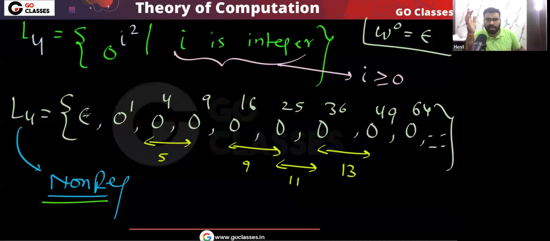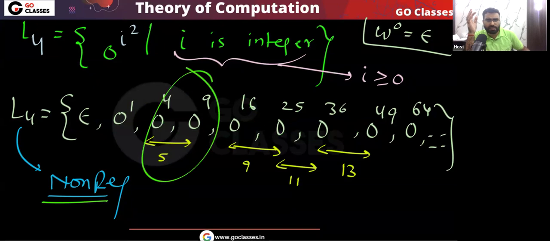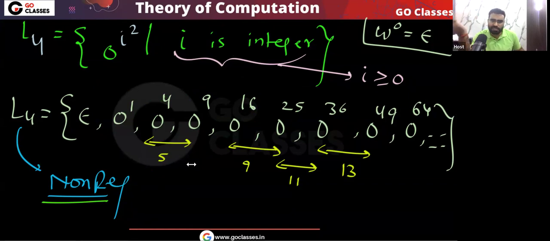I told you that in any sequence, if you have non-uniform distances like this, then that language is non-regular. If there is no repeating pattern, then language is non-regular. Yes or no? If you need some complex calculation, then your language is non-regular. Okay, is this clear? Please tell me. Understood? Is there any doubt? So you can easily see this is non-regular.